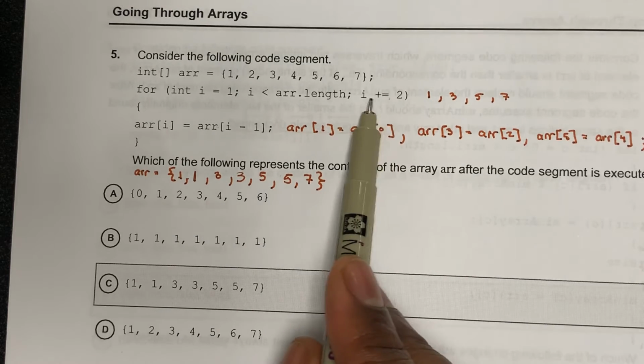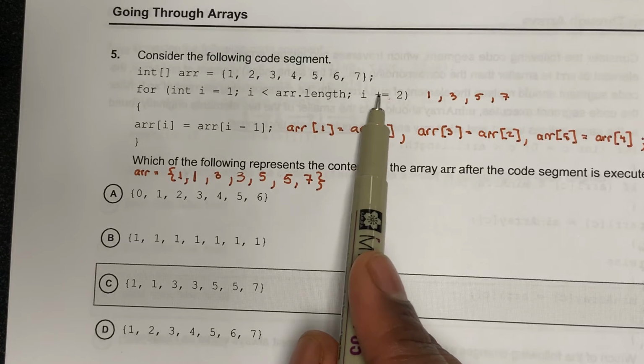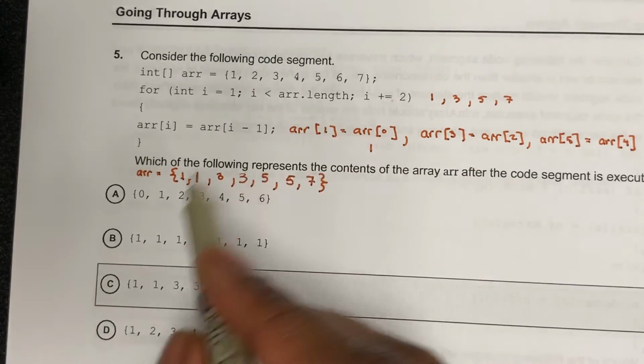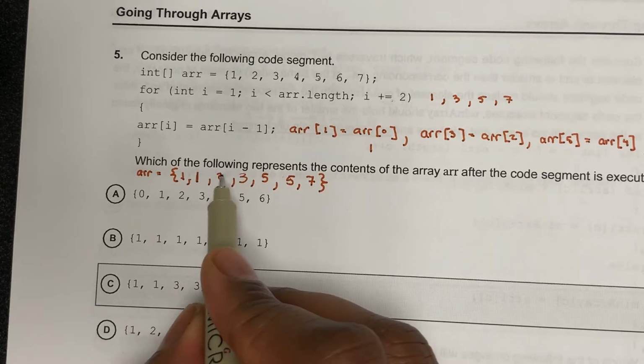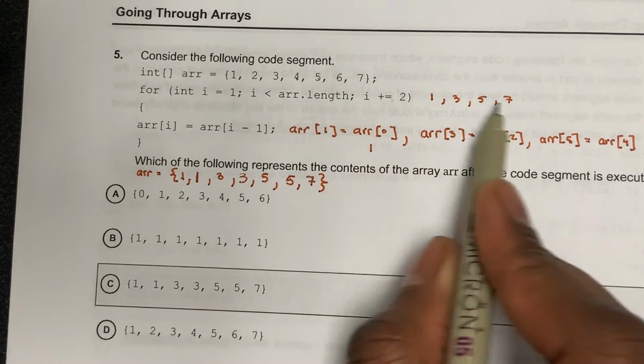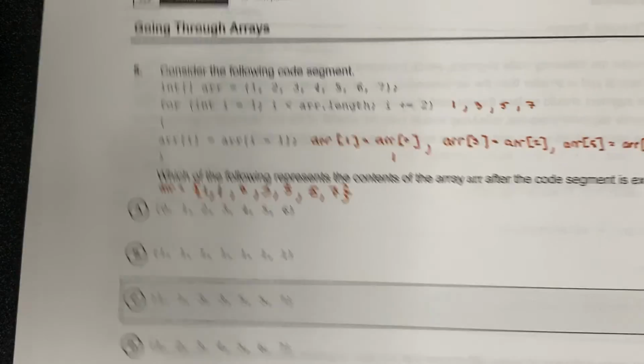Now, again, we skip by 2. So that's something to pay attention to, that we are skipping all of the even numbers in our index value, so we don't change those at all. And because 7 exceeds the length of the array, you don't actually change that last value.